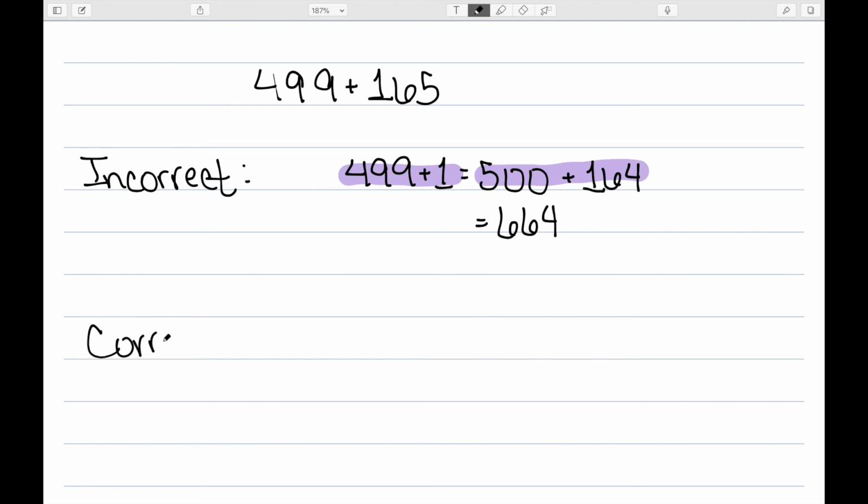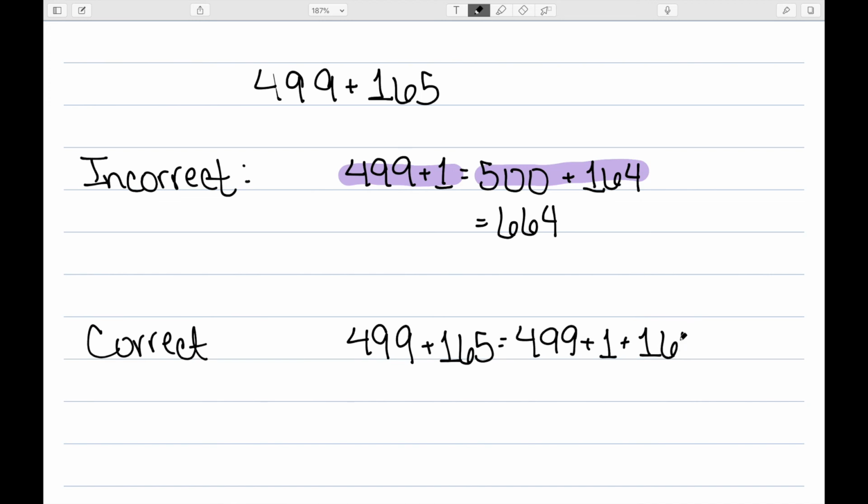The correct way to do this would be to write 499 plus 165 is equal to 499 plus 1 plus 164, which is equal to 500 plus 164, which is equal to 664.